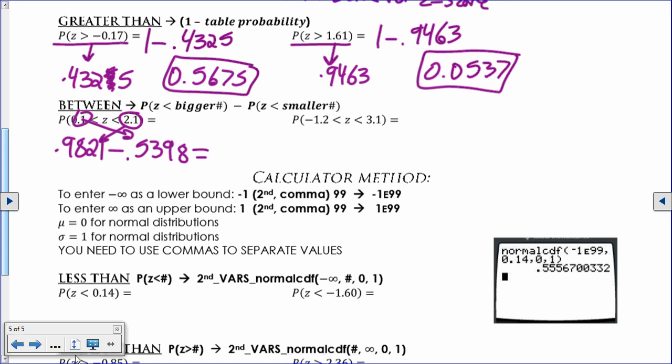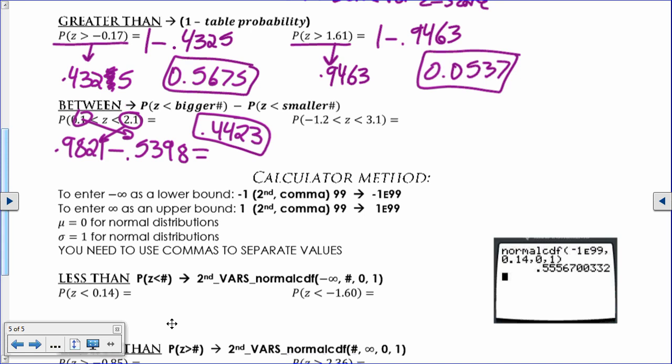You should get 0.4423. Is everybody getting that in your calculator? 0.4423. That's the answer. The reason we have to do the bigger z-score first is because that's going to be the bigger probability. Your answer should always be positive. So if you accidentally get a negative number as your final result, you have the numbers in the wrong order. Just remember that your answer should always be positive for a probability. Always. If you accidentally put them in the opposite order and got a negative, you did it wrong.